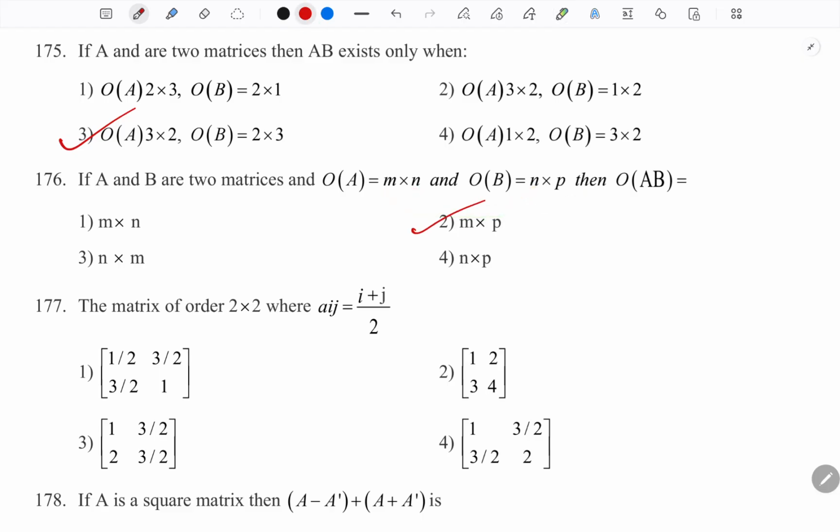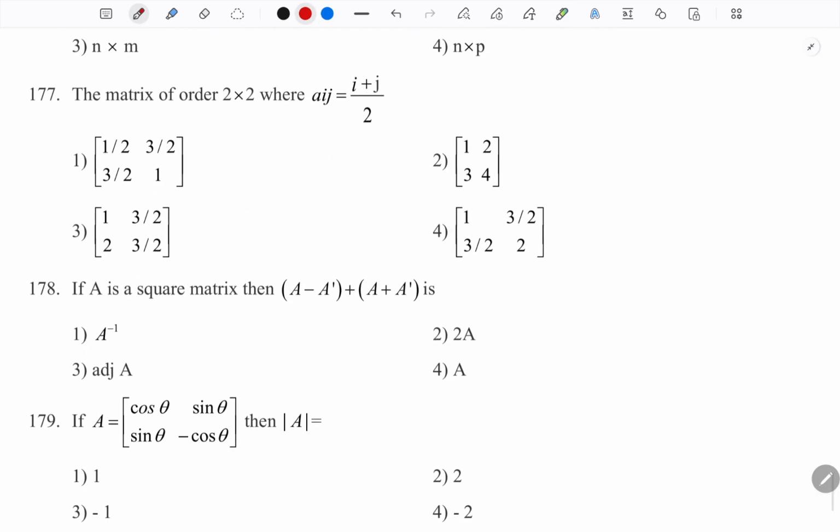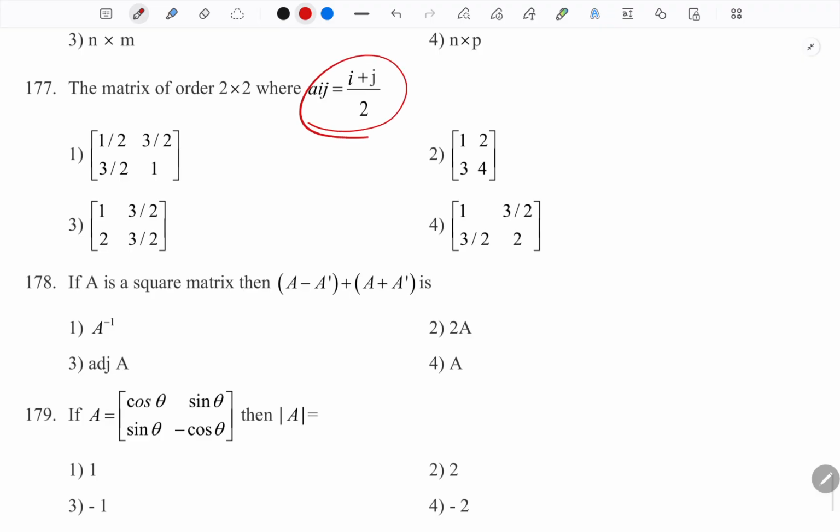Just 1 second. Next, the matrix they gave, with the relation a_ij equal to i plus j. Then what is the possible matrix? First write the matrix. For a 2 cross 2 matrix, tell me: A11, A12, A21, A22, right? If I apply a_ij equal to i plus j here, then what is the value of the resultant matrix? Tell me.